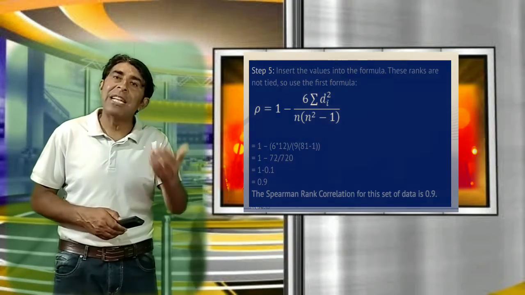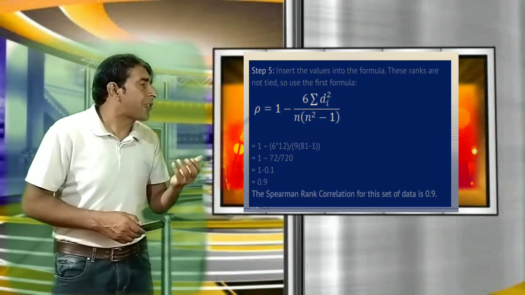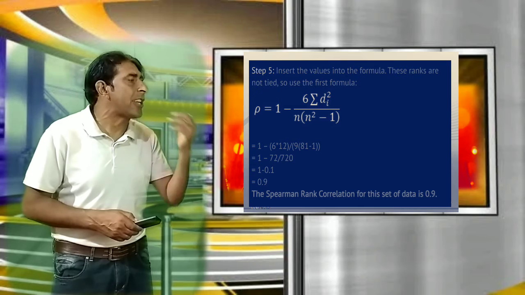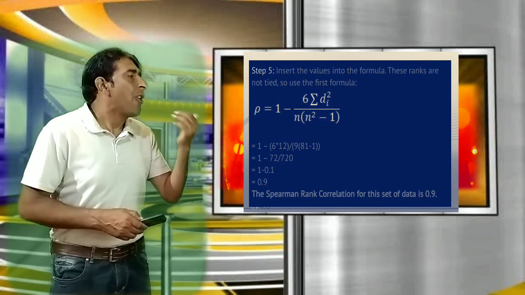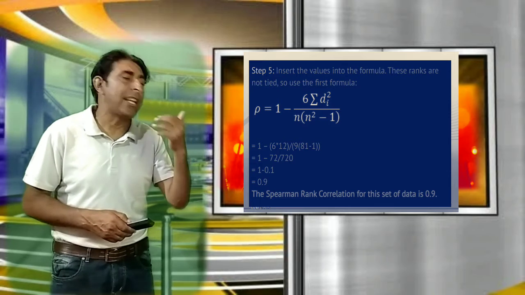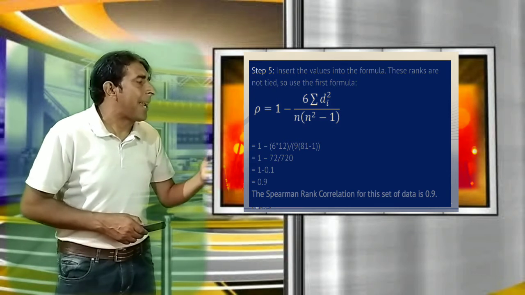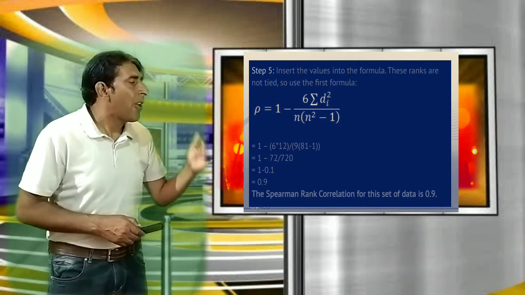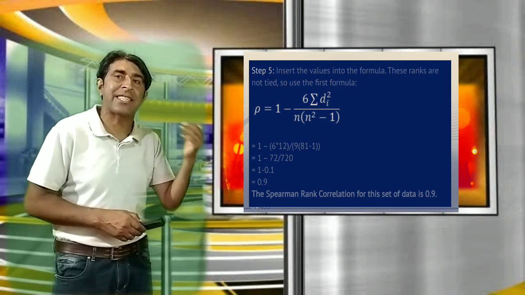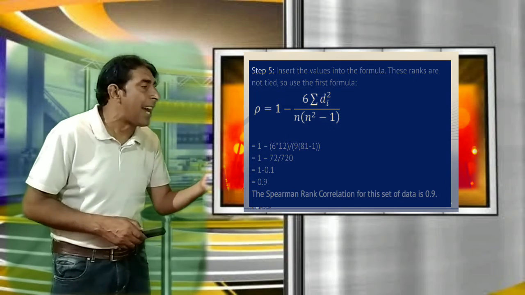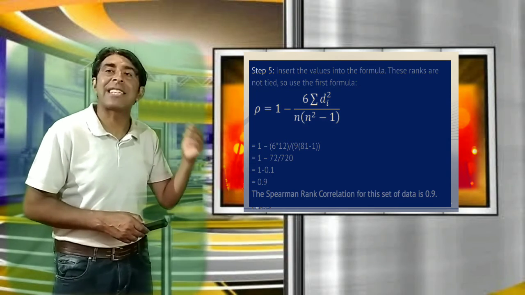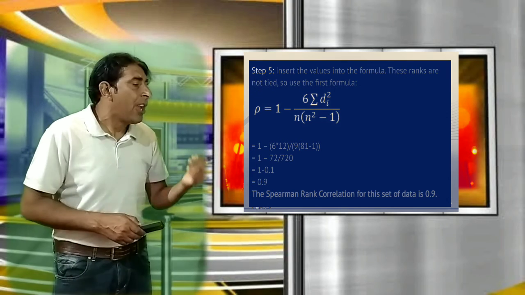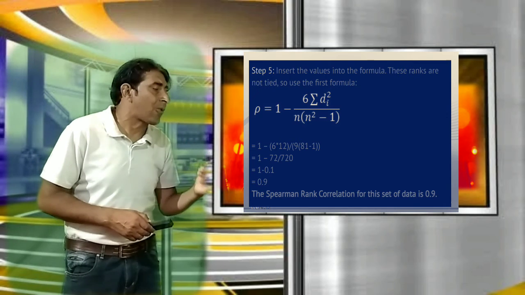Now, using the values in the formula, we have Charles Spearman's rank correlation: 1 minus 6 sigma D square divided by n into n square minus 1. That is 1 in the formula, and we have 6 in the formula. Summation of D square is 12, divided by 9, the number of values, into 9 square minus 1. So 1 minus 72, that is 6 into 12, divided by 9 into 81 minus 9 into 1, that is 720. So dividing 72 by 720, we have 1 minus 0.1, which is equal to 0.9.